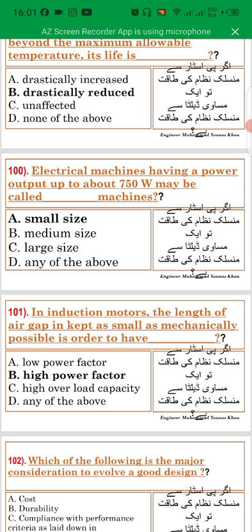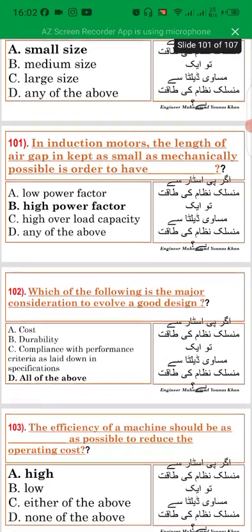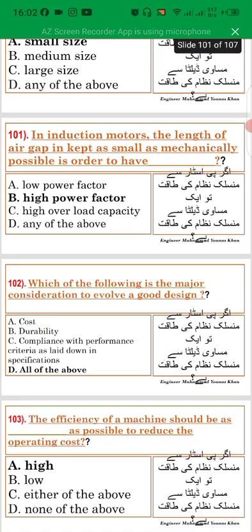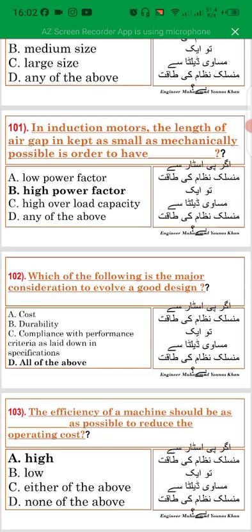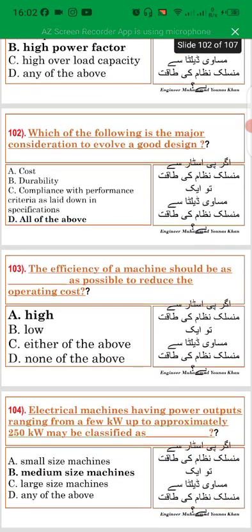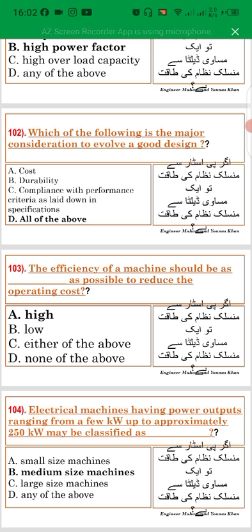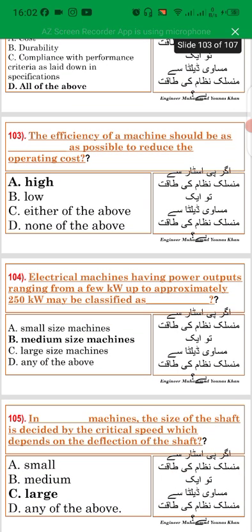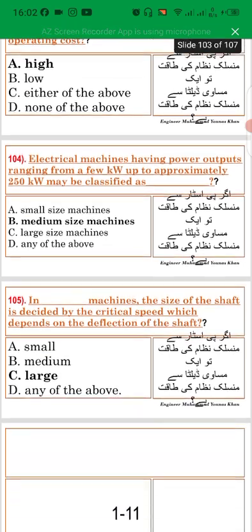Electrical machines having a power output up to about 50 watts may be called small-size machines. In an induction motor, the length of air gap is kept as small as mechanically possible in order to have high power factor. Which of the following is the major consideration to evolve a good design? Cost, durability, compliance with performance criteria as laid down in specification. The efficiency of a machine should be as high as possible to reduce the operating cost.